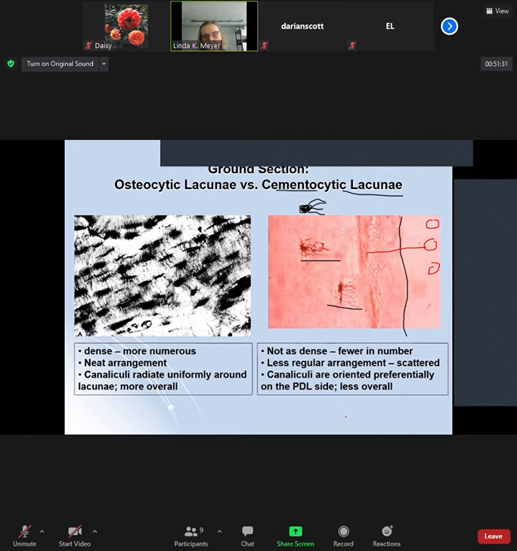So for example, if I had you in class and I was passing out candy, and I said you had to come and reach for it, you would reach out to the side that I had the candy on. So that's just how the cementocytes are in their lacunae.